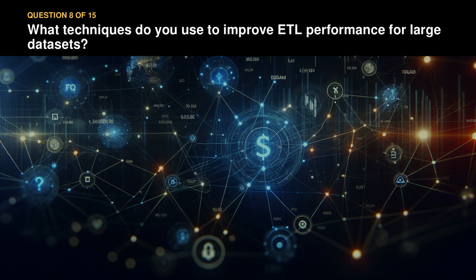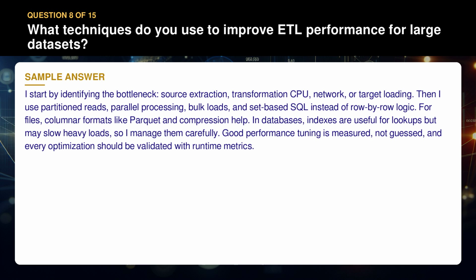Question 8. What techniques do you use to improve ETL performance for large datasets? I start by identifying the bottleneck: source extraction, transformation CPU, network, or target loading. Then I use partitioned reads, parallel processing, bulk loads, and set-based SQL instead of row-by-row logic. For files, columnar formats like Parquet and compression help. In databases, indexes are useful for lookups, but may slow heavy loads, so I manage them carefully. Good performance tuning is measured, not guessed, and every optimization should be validated with runtime metrics.